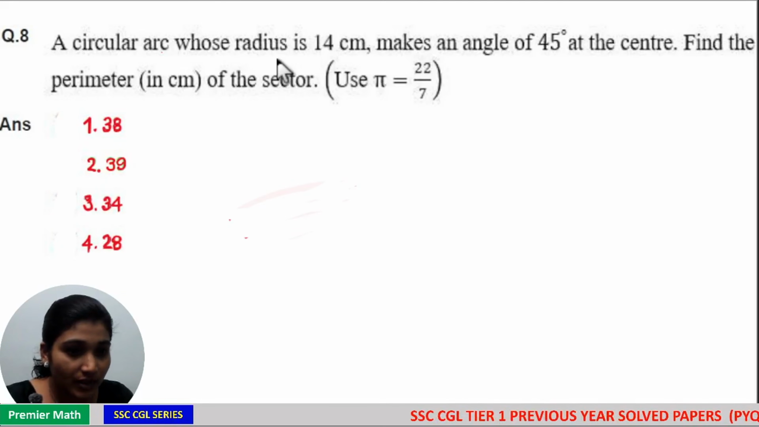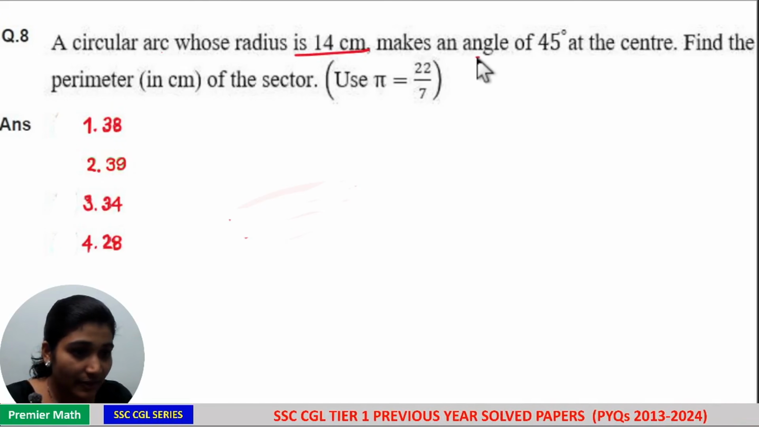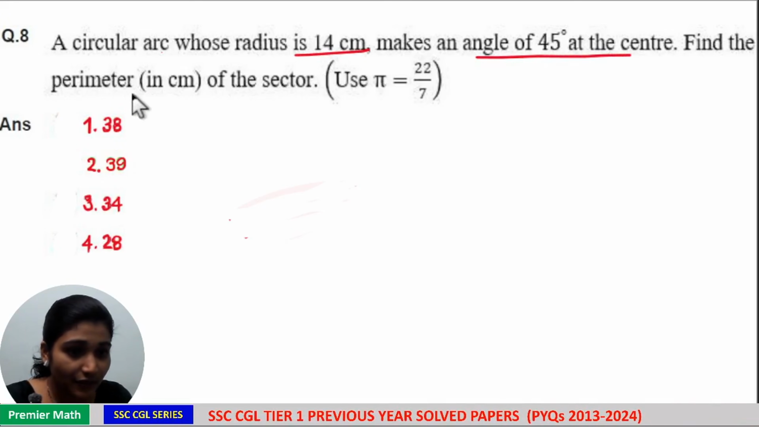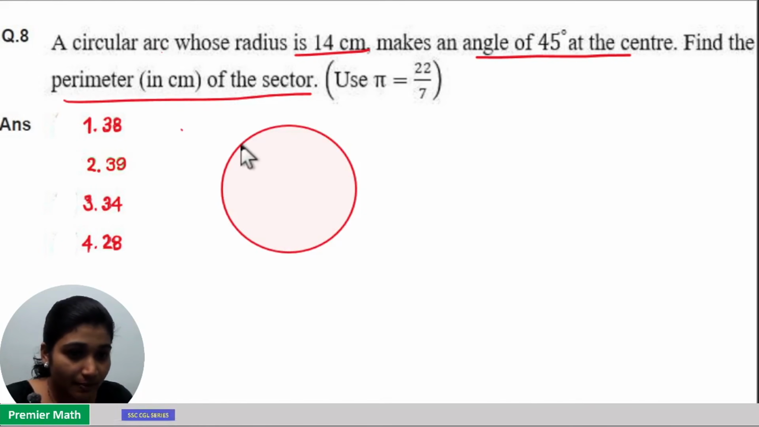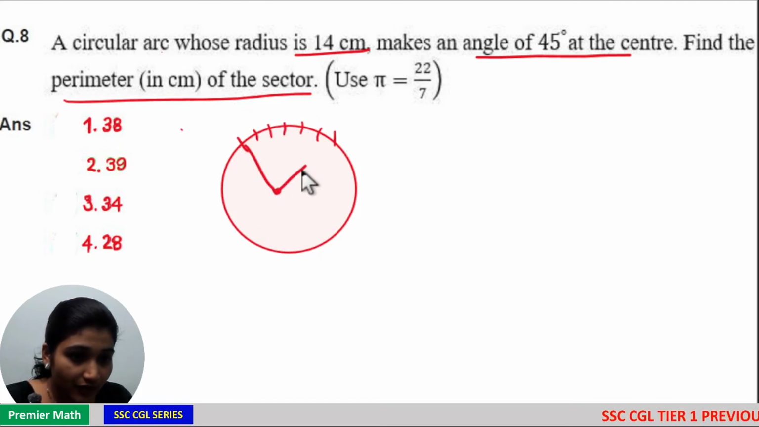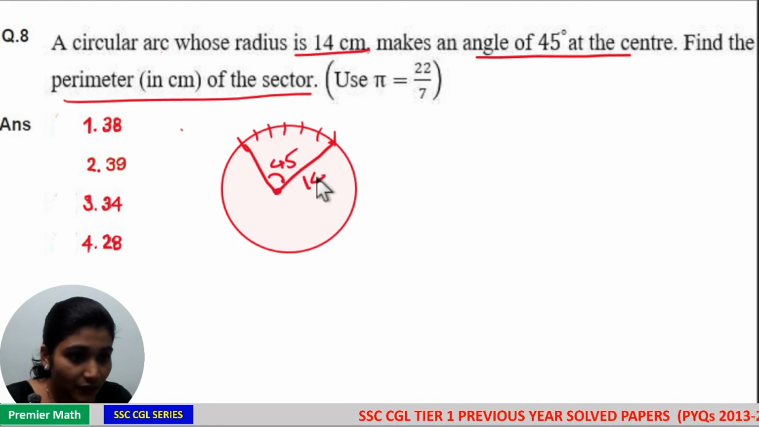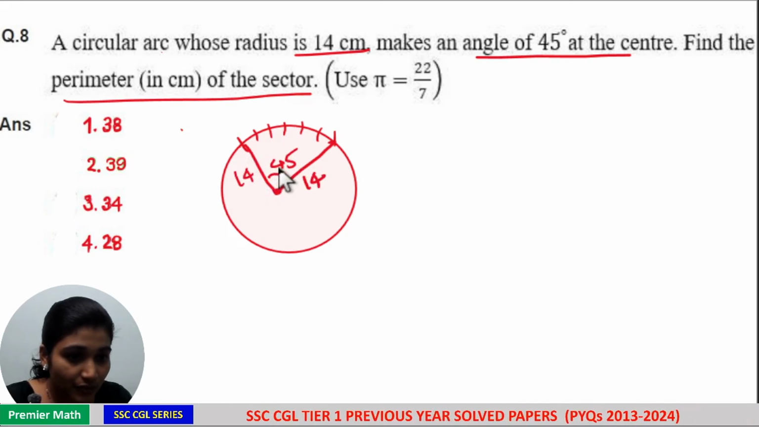A circular arc whose radius is 14 cm makes an angle of 45 degrees at the center. Find the perimeter of the sector. Here, the sector makes 45 degrees at the center of the circle, and the radius is 14 centimeters, so this is also 14 centimeters.